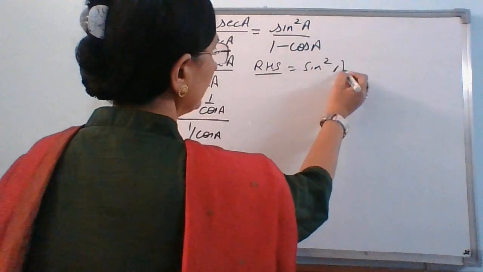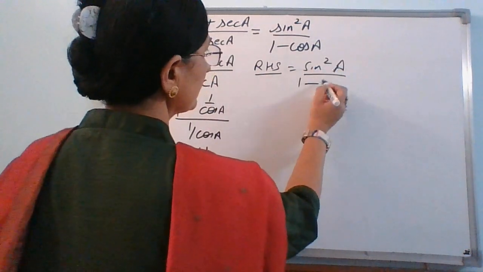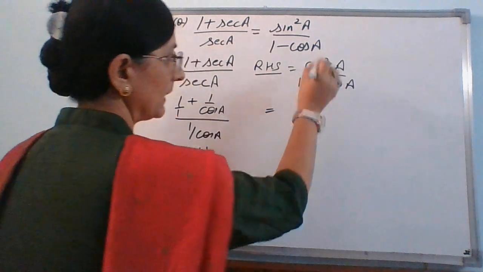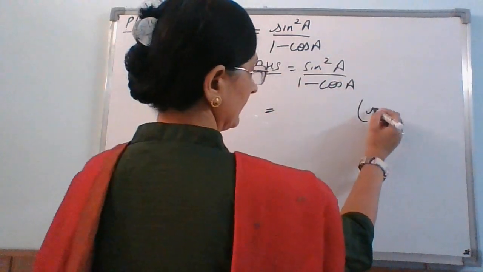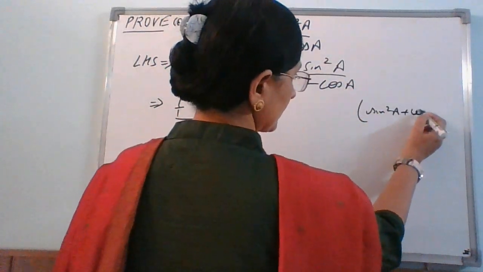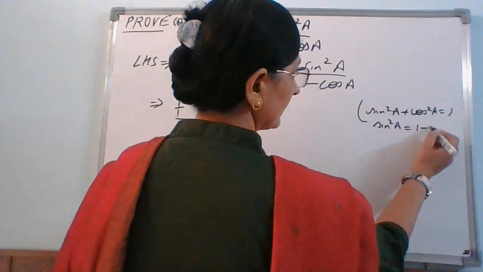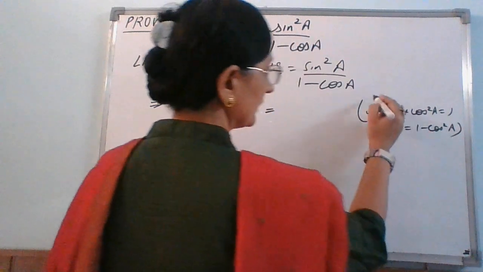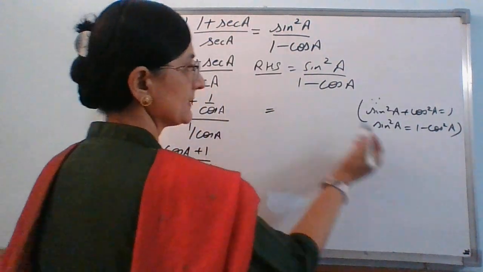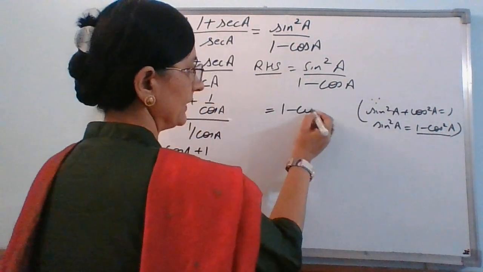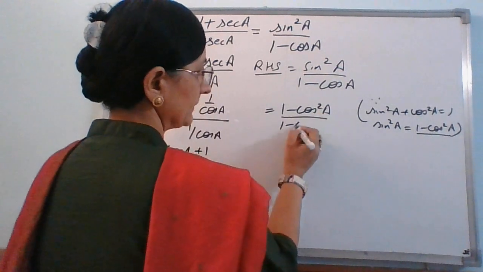So sine square A upon 1 minus cos A, RHS is this, right? So here I am using the identity of sine square. Sine square A plus cos square A is equal to 1. So sine square we write as 1 minus cos square A. You need to mention this, right? So what is sine square? That is 1 minus cos square A upon 1 minus cos A.